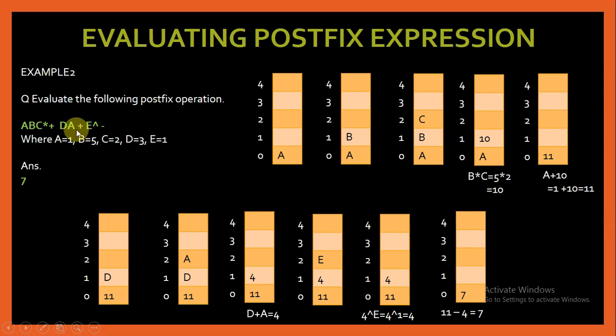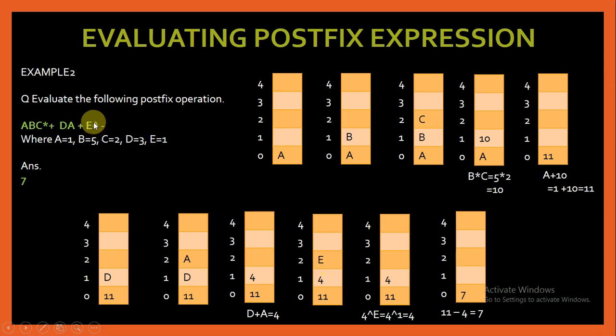The next symbol is plus, which is an operator. So again, the topmost operands will be popped from the stack, and the topmost operands are D and A, and this plus operation is applied. So it becomes D plus A, and the value of D is 3 and the value of A is 1. So D plus A becomes 4, and this will be pushed into the stack. Now the next scanned symbol is E, which is an operand, so it will be simply pushed into the stack.